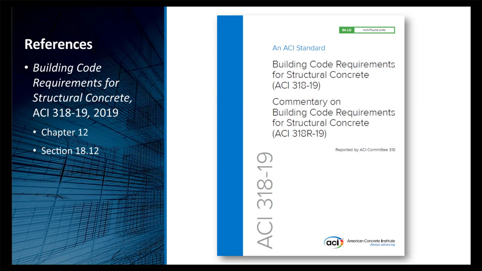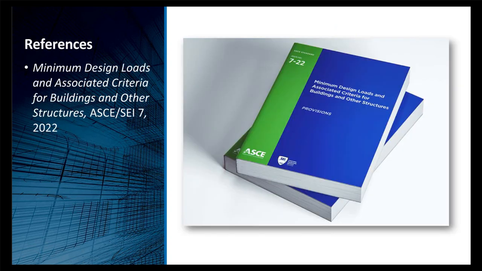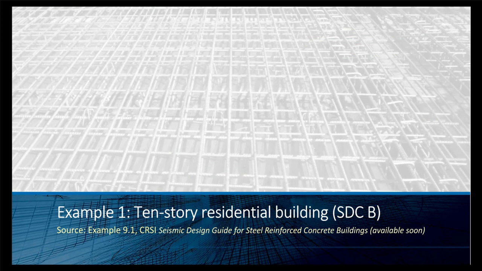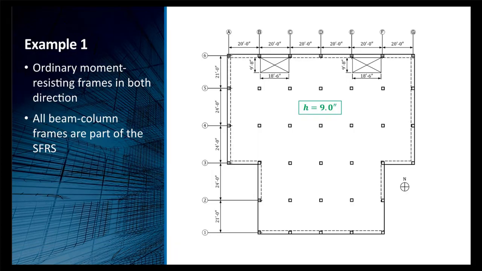Once again, everything that you see is going to come from the 2019 edition of ACI 318, as well as the 22 edition of ASCE 7. So let's start with our first building. It's a 10-story residential building located in seismic design category B.